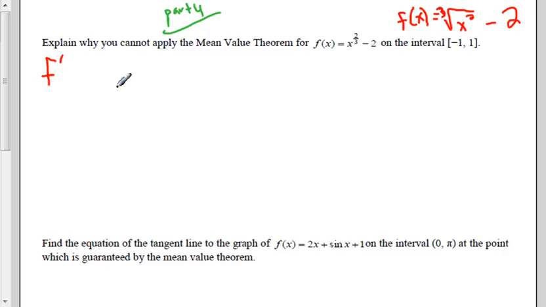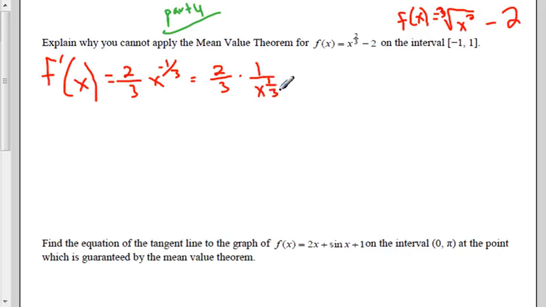So the derivative, and I rewrote it as f of x equals the cube root of x squared minus 2. The derivative of this function is bring the 2/3 out, x, and then we subtract 1, plus 0. So let's rewrite this as 2/3 times 1 over x to the 1/3, or 2 all over 3 times the cube root of x. So there's a problem with this. The derivative is undefined when x equals 0.